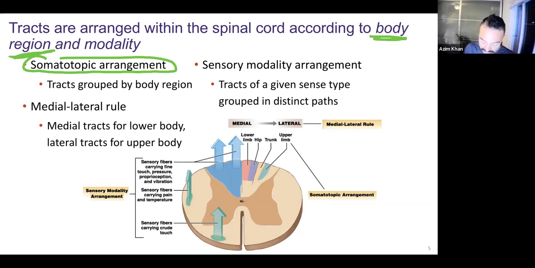Take a look down here at this cross section of the spinal cord. If you take a look at this region that I'm coloring here in green, we'll talk about what it carries later, but you can see different divisions here. One part of it is lower limb, one part of it is from the hip, one part of it is from the trunk, one part of it is from the upper limb. There are axons within those regions that are carrying information from different places. Let's say they're all sensory and they're all going up to the brain, but they're coming from different regions and they're arranged differently based on region. So tracts can be grouped by body region.